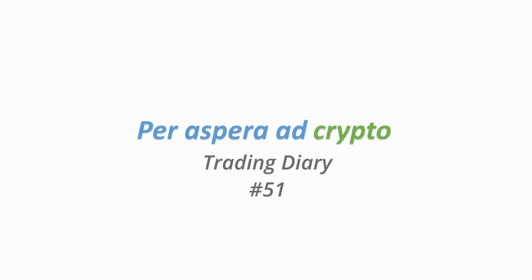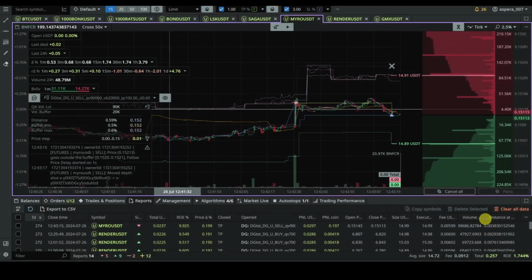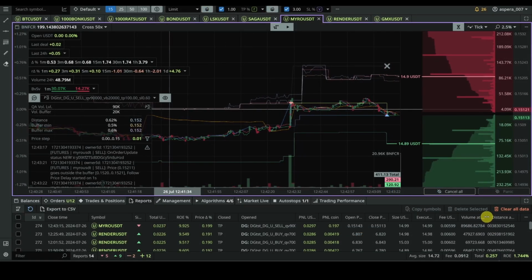Hey everyone. Today I'm talking about a little experiment I've done on depth shots to evaluate the effects of the high frequency order book parameter. But first, back to the trading volume on the graph.